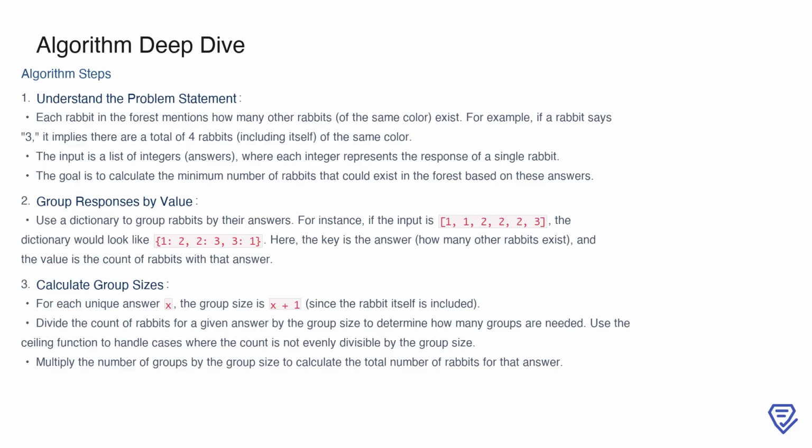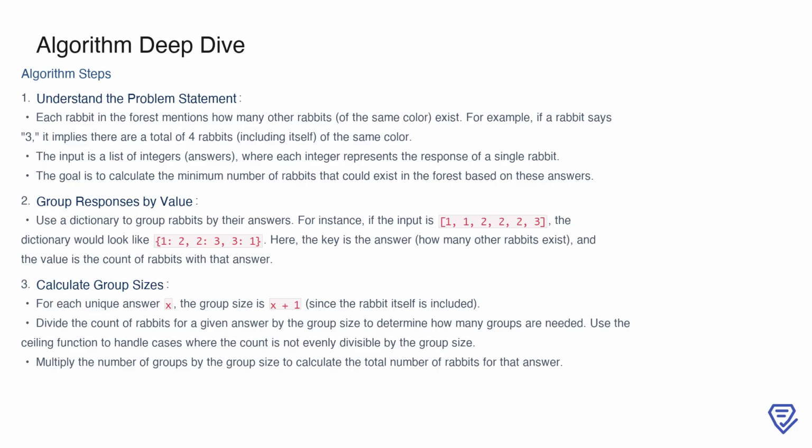Using a dictionary, we can organize the data so that each unique answer becomes a key, and the value is the count of rabbits that gave that answer. For instance, if the input list is 1, 1, 2, 2, 2, 3, the resulting dictionary would be 1: 2, 2: 3, 3: 1. This structure is critical as it allows us to efficiently process each unique answer.